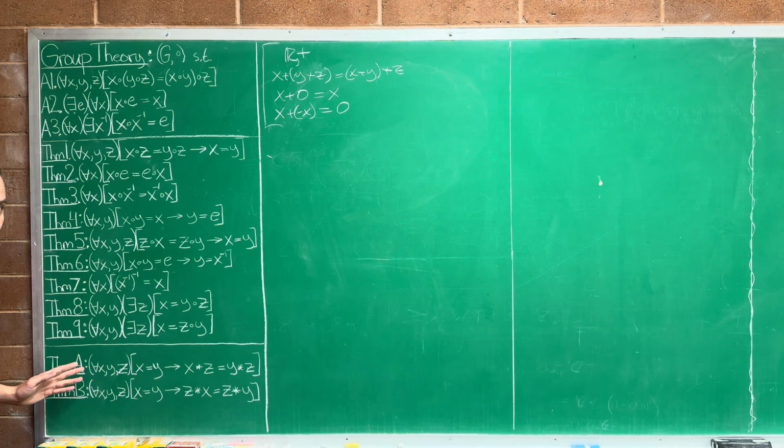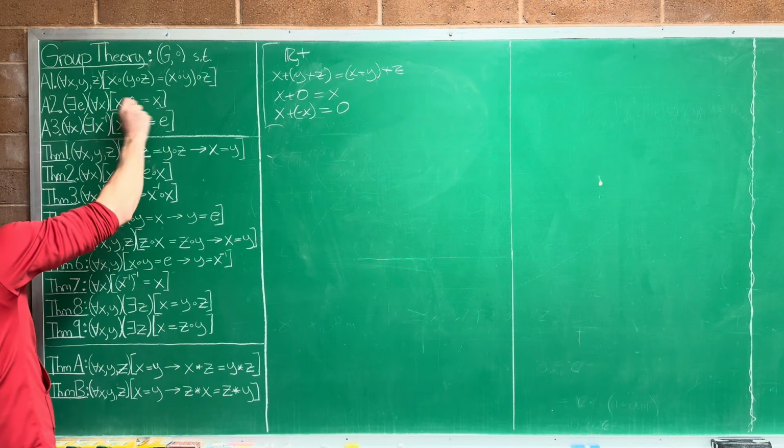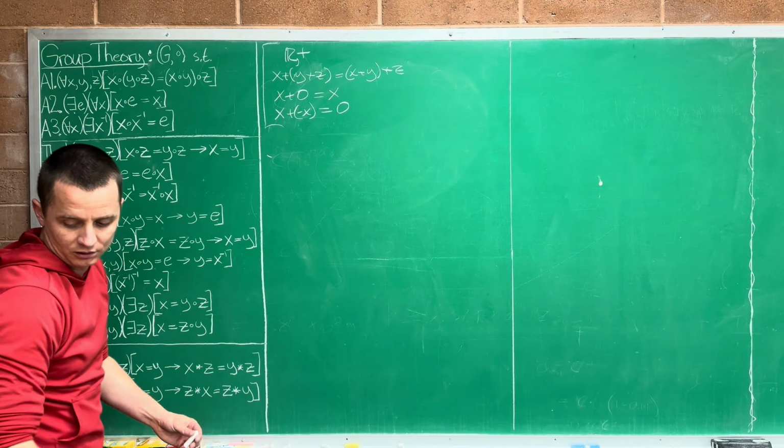With me so far? Okay, question. What are the primitive symbols or the undefined terms in this axiomatic system?